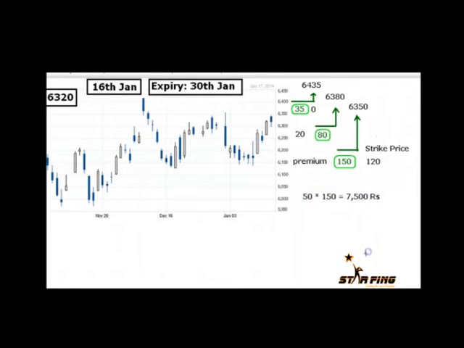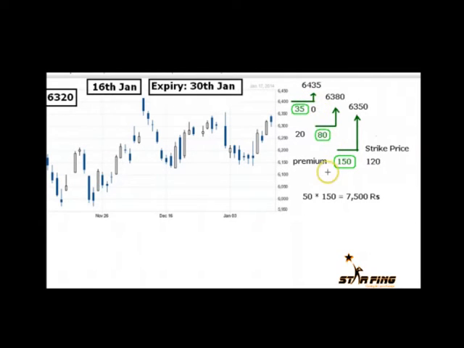On the other hand, if I were to buy the 6300 call option, the premium is 80 rupees. So 50 into 80 would be 4000 rupees I would need to pay. In case of the 6400 call option, I would need to pay 50 into 35. I would need to pay 1750 rupees to buy that contract, to buy one contract.